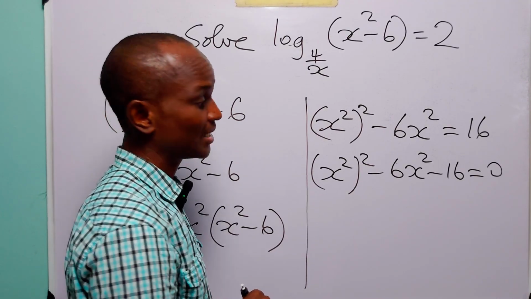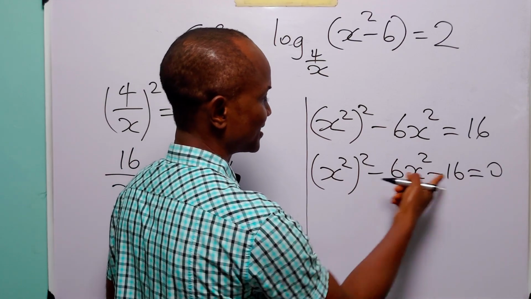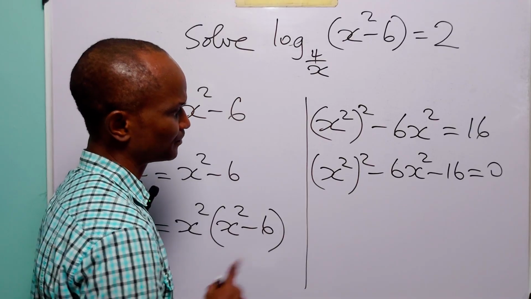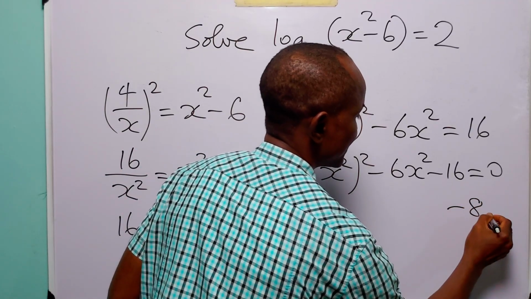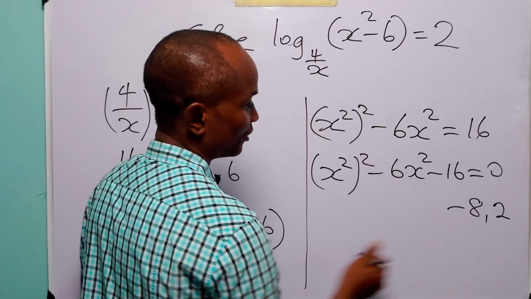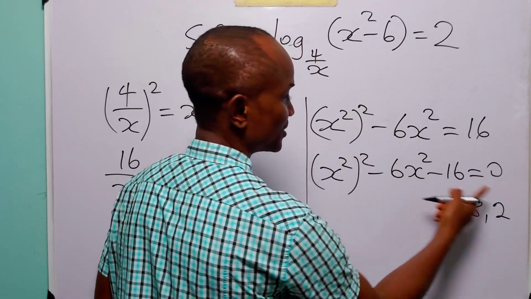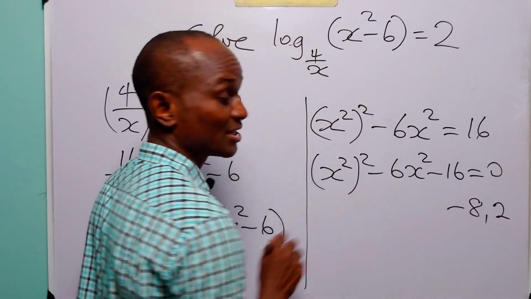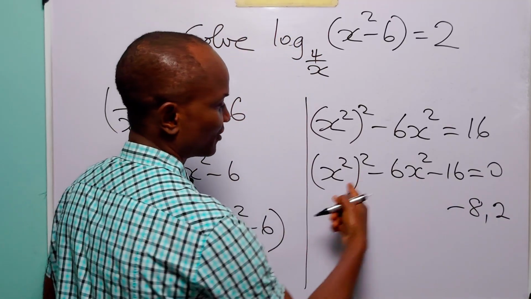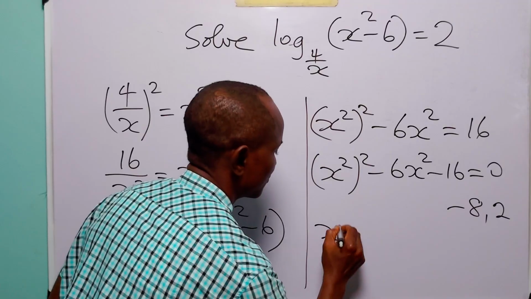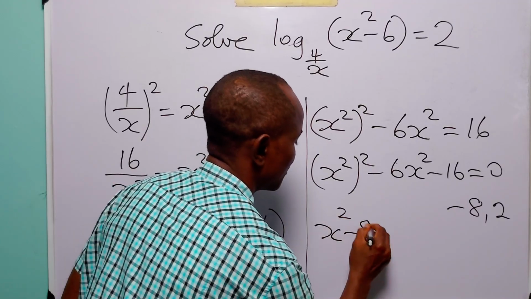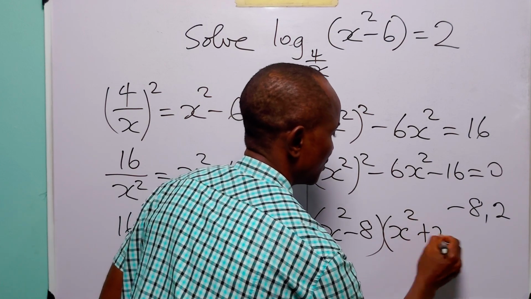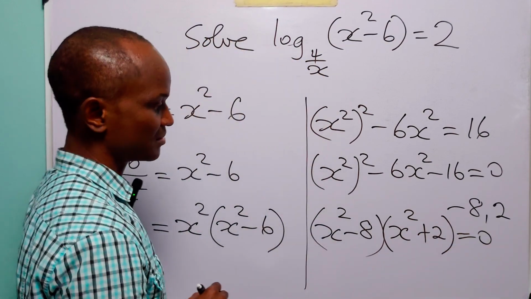We simply have to find the factors of minus 16 that add up to minus 6. And that is going to be minus 8 and 2. Because minus 8 times plus 2 is going to give us minus 16. And minus 8 plus 2 is going to give us minus 6. So factorizing this equation, we have (x squared minus 8) multiplied by (x squared plus 2) is equal to 0.